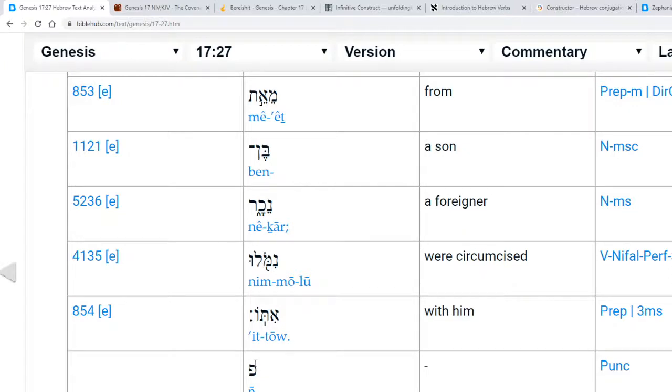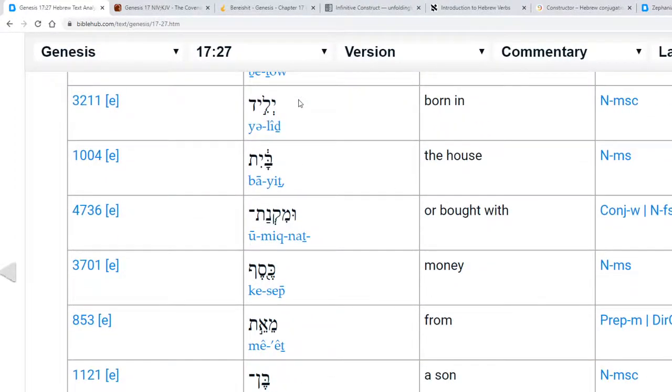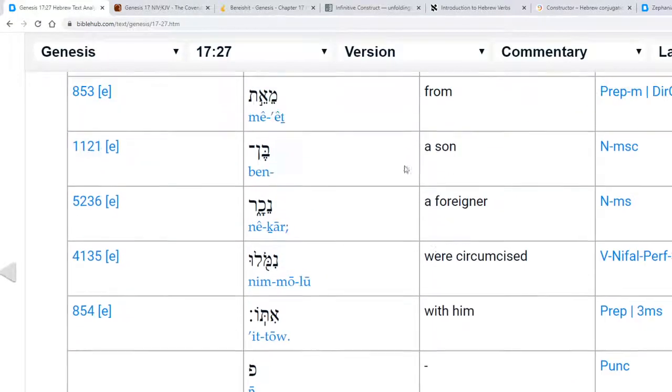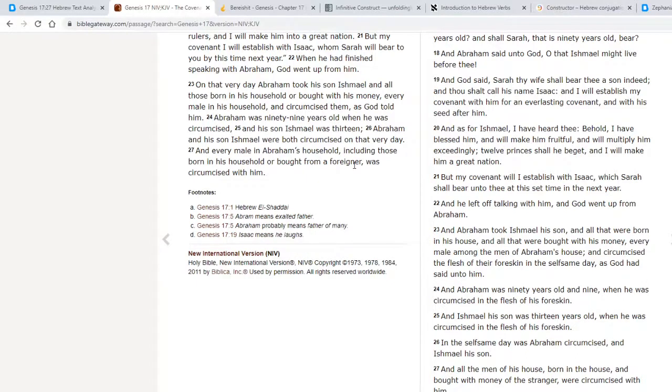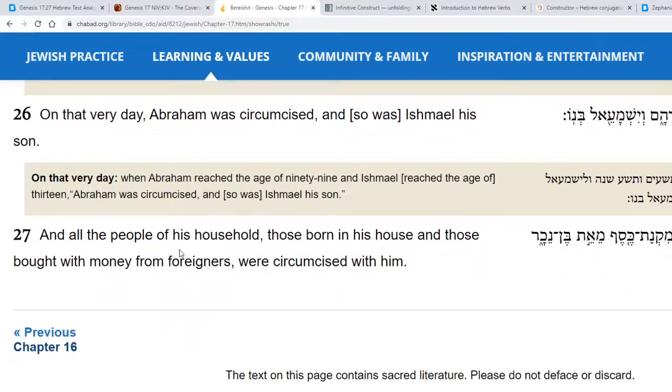And then the punctuation. This is the pey because it's a petucha, an open section in the scroll, and there are websites where you can actually see the scroll. The Chabad of Beverly Hills has the scroll up, which you might want to see. King James: And all the men of his house, born in the house, and bought with money of the stranger, were circumcised with him. NIV: And every male in Abraham's household, including those born in his household or bought from a foreigner, was circumcised with him. Chabad: And all the people of his household, those born in his house and those bought with money from foreigners, were circumcised with him.